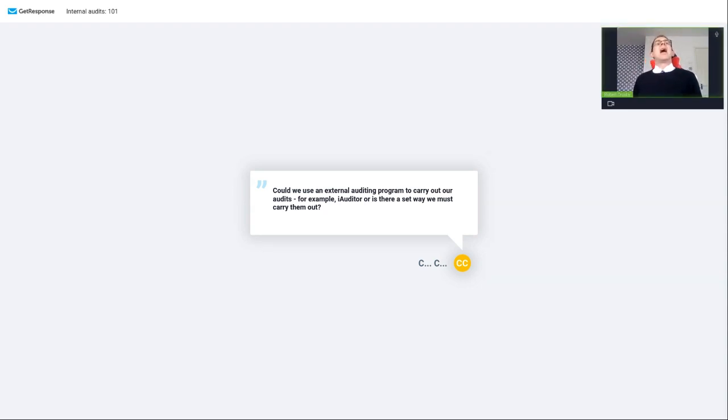Could we use an external auditing program to carry out our audits? For example, iAuditor. Absolutely. Now, it is up to your organization how you carry out the audits. In principle, whatever system you are using, if it is recording your internal audit, the program, and the activities that you are looking for, and it confirms that you are covering all those clauses of the audits or your internal audit processes.